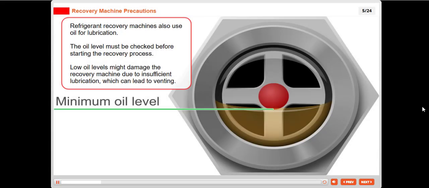Refrigerant recovery machines also use oil for lubrication. The oil level must be checked before starting the recovery process. Low oil levels might damage the recovery machine due to insufficient lubrication, which can lead to venting.